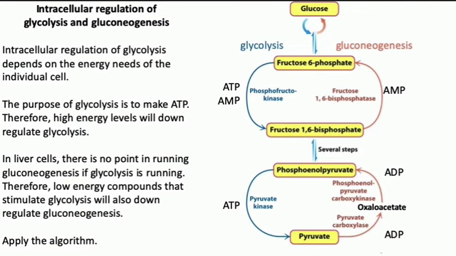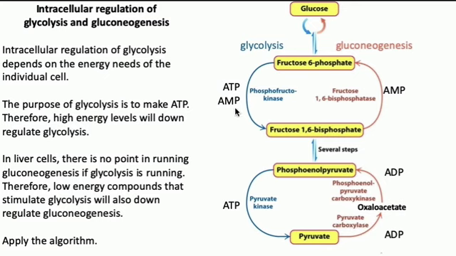Nonetheless, I'm going to move on. In any cell, if you have excess ATP, that will be a signal that, hey, we don't want to run phosphofructokinase because we already have a lot of ATP. Why would we make more? In fact, you can have too much of a good thing.